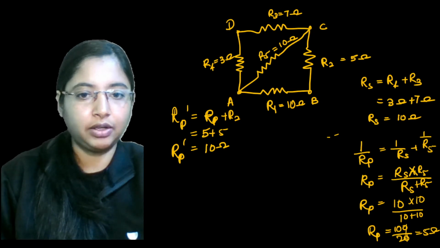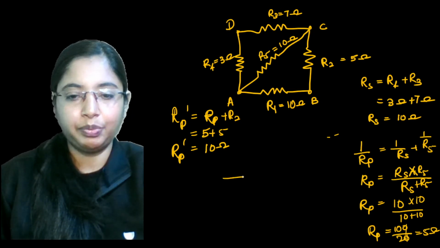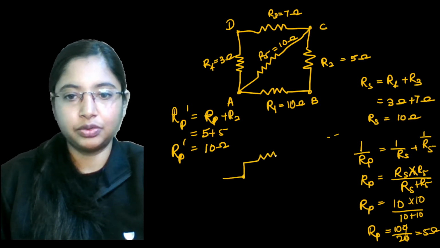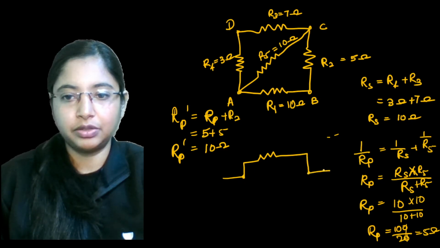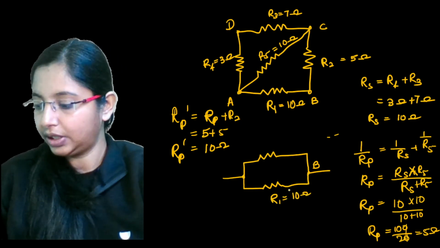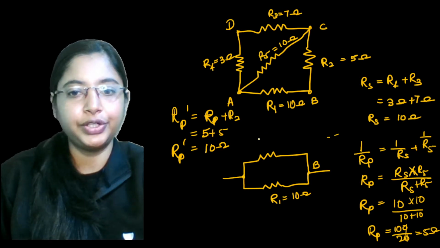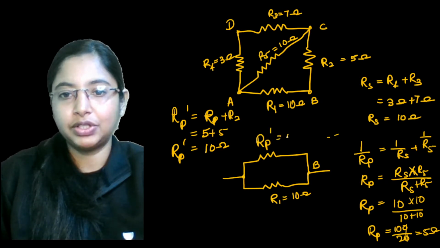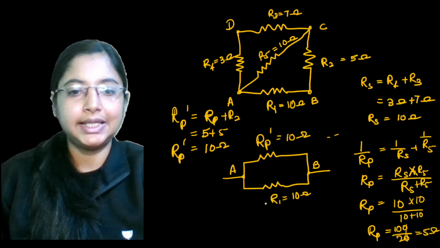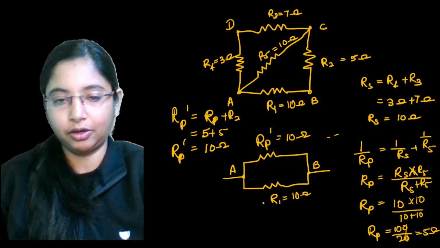So finally the combination becomes such: we have a point A, across it there is one resistor, and this is point B. Now across this we have another resistor. This is R1, which is 10 ohms, and we also have another resistor, which is the effective resistor, which is again 10 ohms. Now in this case, if you see, we have a parallel combination.